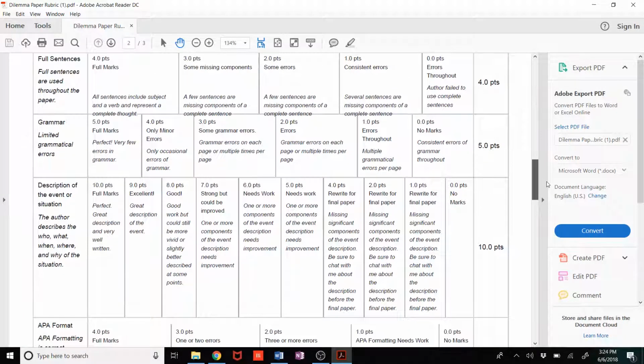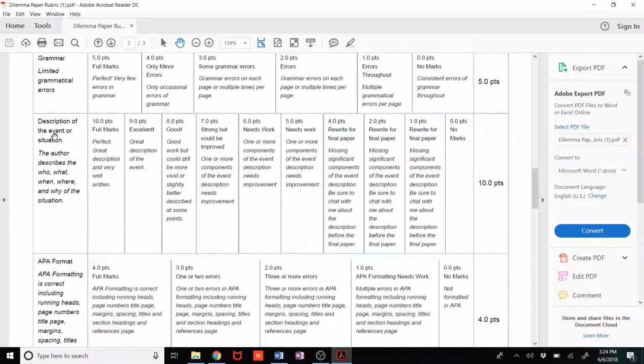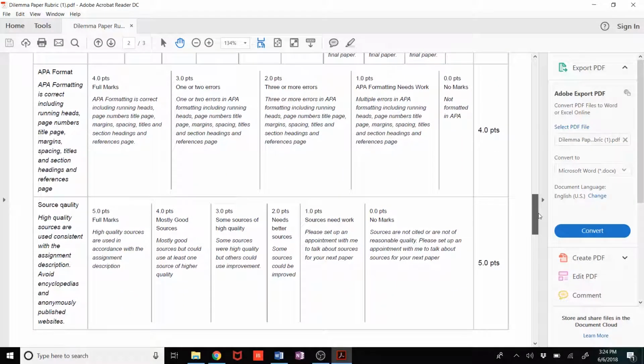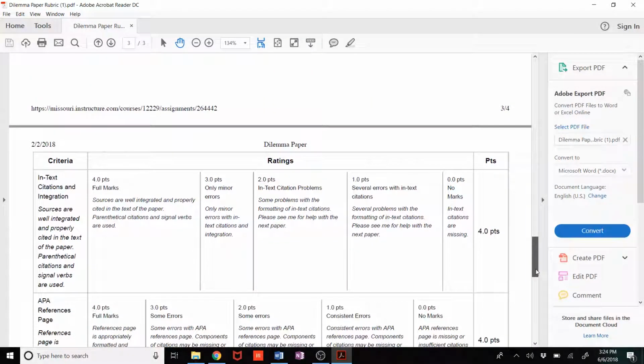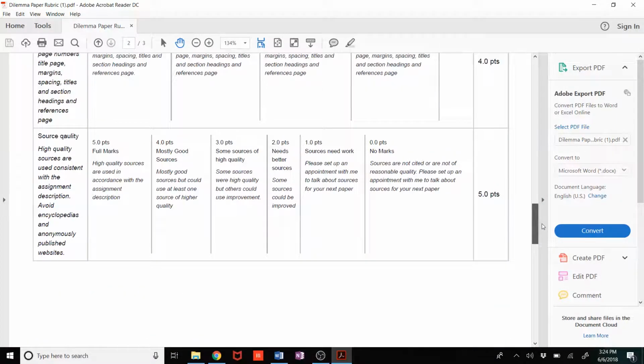It's 50 points altogether. 10 of those points are for the description of the event or situation that you're analyzing. A lot of those points are for writing quality. So APA formatting is 4 points. The quality of your sources is 5 points. The quality of your in-text citations is 4 points. The APA references page is 4 points.